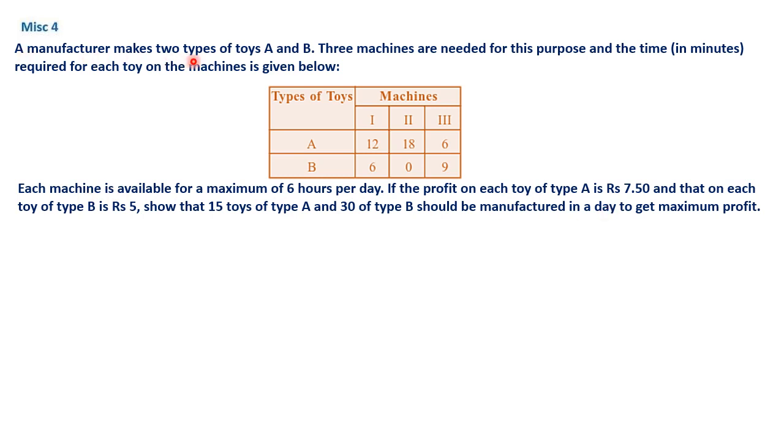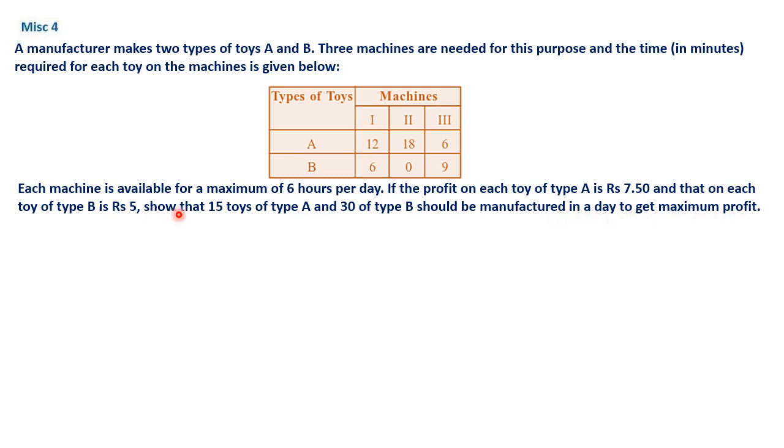A manufacturer makes two types of toys, toy A and toy B. Three machines are used. It is given machine 1, machine 2, machine 3 and time in minutes also given. Each machine is available for a maximum of 6 hours per day. So each machine can be used maximum 6 hours in a day. And the profit is given and the question is asking to show that 15 toys of type A and 30 of type B should be manufactured in a day to get a maximum profit.